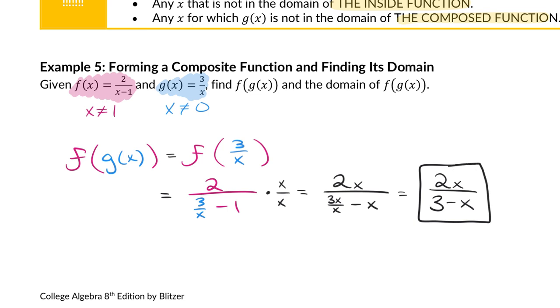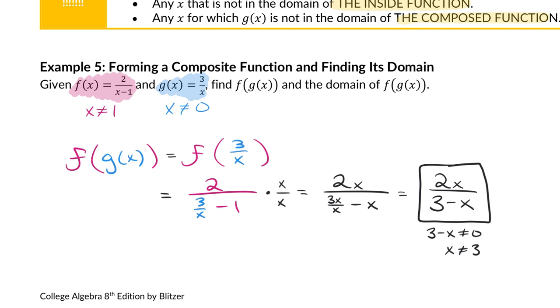Interesting. Our composed function is a rational function, which means we know that 3 minus x is not allowed to be equal to 0. What number is x not allowed to be? 3 minus what is equal to 0? 3. So x is not allowed to be the number 3.